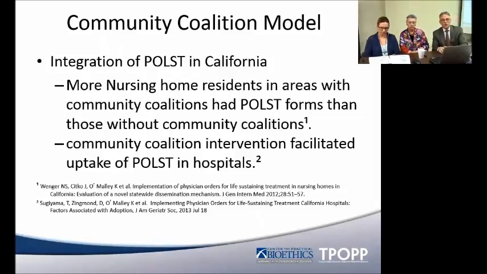This is research that was done in California, and I'm going to let Karen talk about it because I think it reinforces the importance of this: a law is important to get things started, but the community coalitions are really what make this work. So, as I was saying in the other talk I gave today, California has a law around this. California POLST is what it's called.